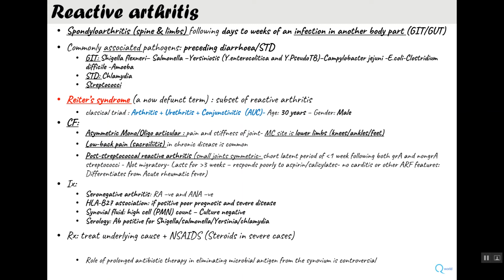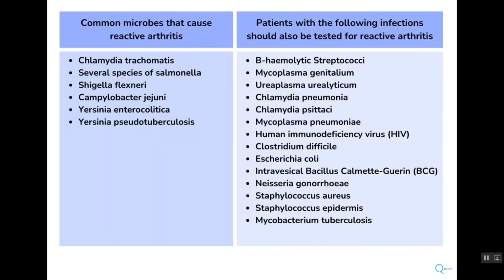The role of prolonged antibiotic therapy for eliminating microbial antigen from the synovium is controversial, and most patients usually recover within 6 months, but prolonged or recurrent disease is more common in cases after chlamydial urethritis. So the common microbes that cause it are Chlamydia, Salmonella, Shigella flexneri, Campylobacter jejuni, Yersinia enterocolitica, and Yersinia pseudotuberculosis.